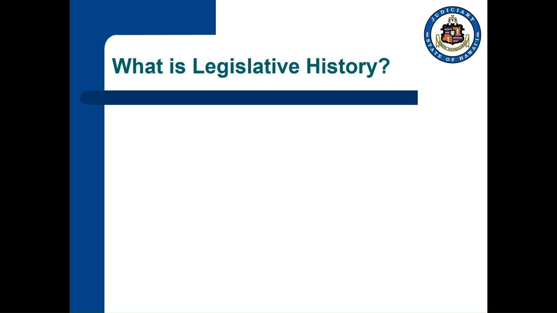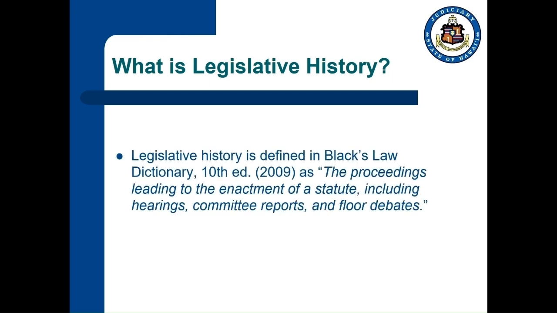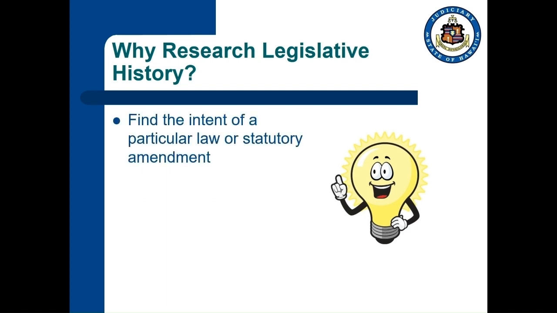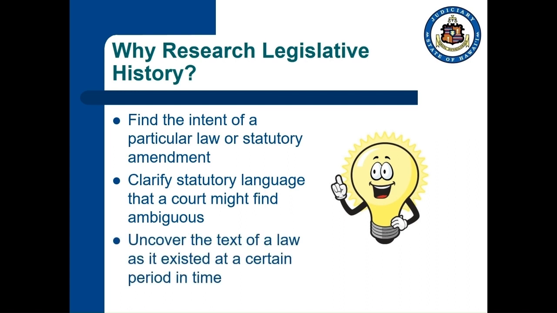So, what is legislative history? Well, Black's Law Dictionary defines it as the proceedings leading to the enactment of a statute, including hearings, committee reports, and floor debates. This can be useful for a number of reasons, but here are a few of the main ones. First, it can give insight into the original intent behind a particular law or statutory amendment. It can also clarify statutory language that a court might find ambiguous, and it can help to uncover the text of a law as it existed at a certain period in time.